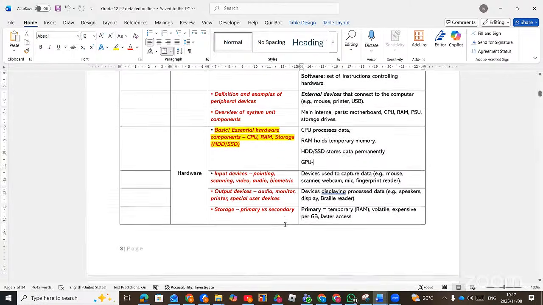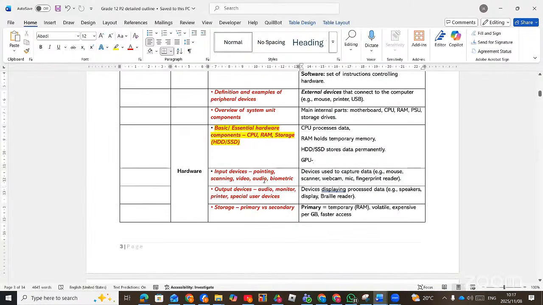Right, then still under the hardware, different input, output and storage devices. Like I already talked about, input devices like mouse, scanner, webcam, microphone, fingerprint readers, and others. In most cases, they can ask you in the multiple choice, so you have to also know these. Output devices like the speakers for the audio, display, braille readers, monitors, and others. These are the output devices.